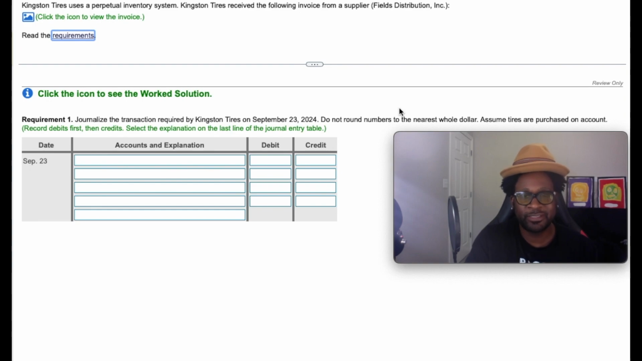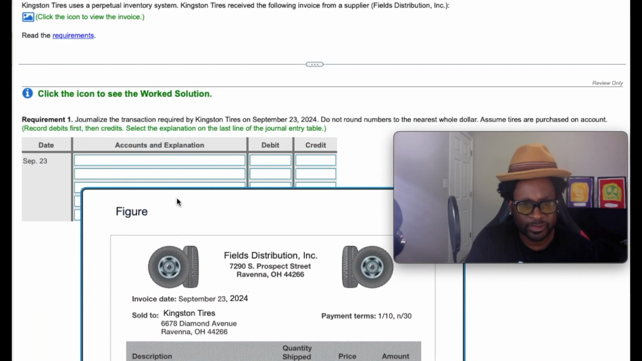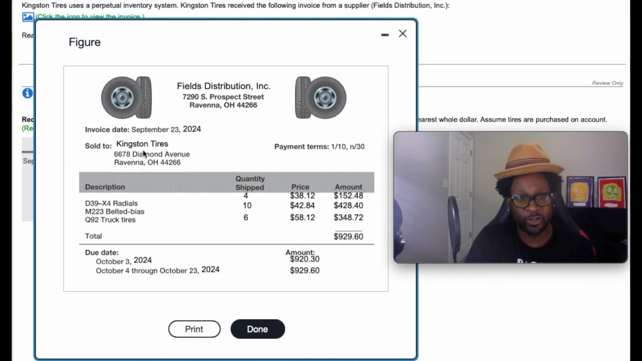Alright, gang, so we're about to make a couple of journal entries based on inventory, and we're going to use, this time, an actual version of an invoice. So let's take a look at this invoice. Okay, so this invoice is from Fields Distribution, and it was sold to Kingston Tires. And so if I'm not mistaken, we're Kingston Tires, so we are the purchaser in this particular transaction.